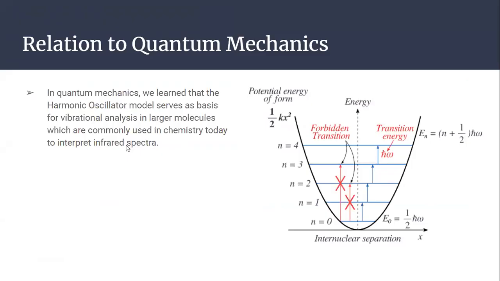So how does this relate to quantum mechanics? In quantum mechanics, we learned the harmonic oscillator model. It serves as a basis for vibrational analysis in larger molecules, which is commonly used in chemistry today to interpret infrared spectra.